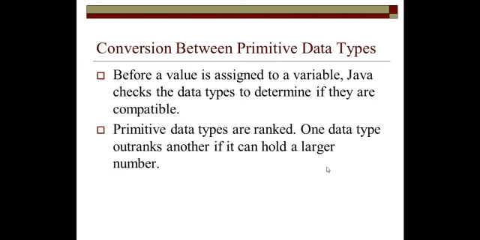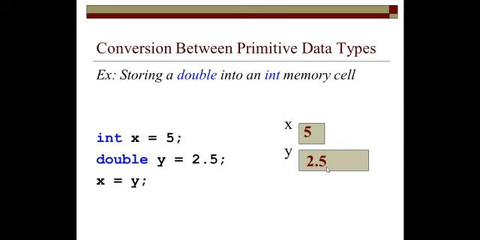Conversion between primitive data types. Before a value is assigned to a variable, Java checks the data types to determine if they are compatible. Primitive data types are ranked. One data type outranks another if it can hold a larger number. Let's see what we mean. In this instance, I want to store a double into an integer memory cell. x has been declared an integer.